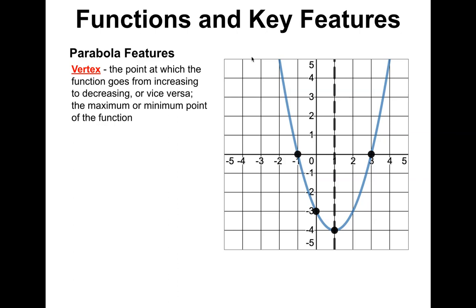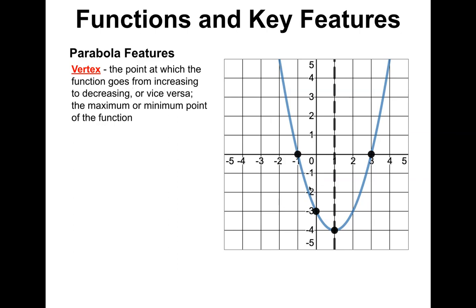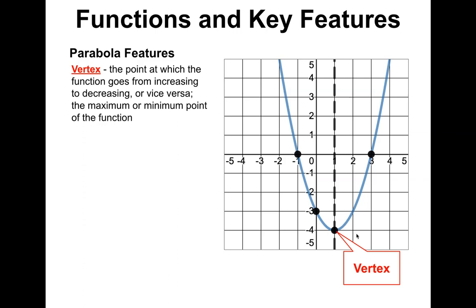So here we have an example of a quadratic function. This parabola is a U shape. So the point at which the function goes from increasing to decreasing or the other way. So here's that place where it's changing from increasing to decreasing. That point is called our vertex. This point will either be a maximum or minimum for each of the graphs. In this one, it is a minimum. It's the lowest point on the graph.